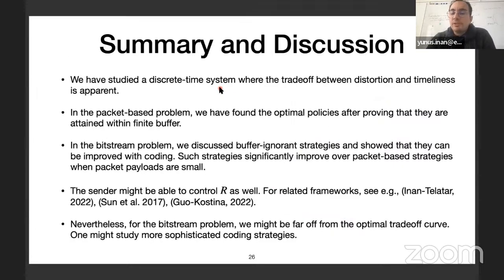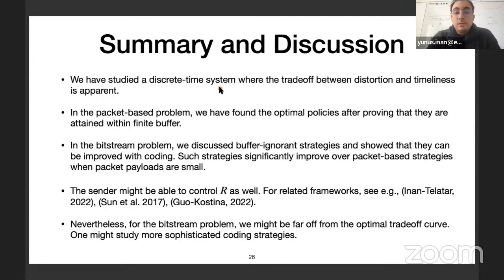Now we move towards the end of the talk, and here I want to summarize some points. First of all, in short, we studied a discrete time system where the trade-off between distortion and age, or timeliness, can be seen. In the packet-based problem, the first version of the problem, we found the optimal policies are attained with finite buffering. Consequently, we were able to find the optimal strategies with numerical methods up to some buffer size, of course. After that, when the buffer size gets large, there's no computational power for that. So we still don't know how the curve exactly behaves asymptotically.